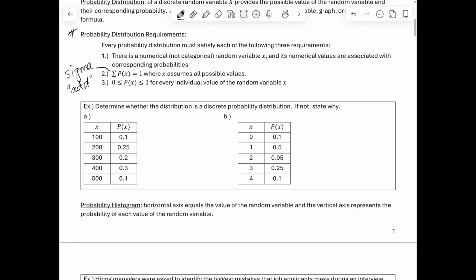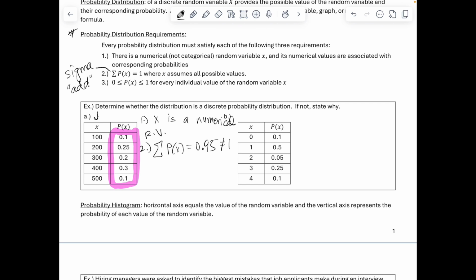So right below this it says determine whether the distribution is a discrete probability distribution, and if not, state why. So part A, you'll notice that x is a random variable that is numerical. So that's the first requirement up here, that x is a numerical random variable, and I'm going to put RV for random variable. The second thing is we need to add up all of these probabilities. So if you take a second and add those all up, you'll see that the sum of all those probabilities equals 0.95. And if you look up above, it's supposed to equal 1, which this does not equal.